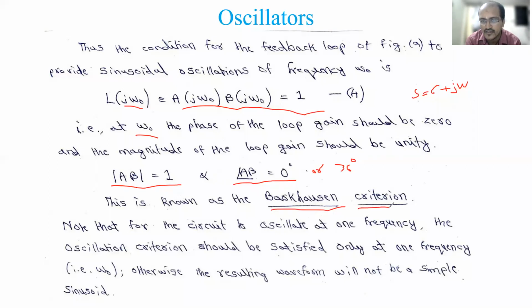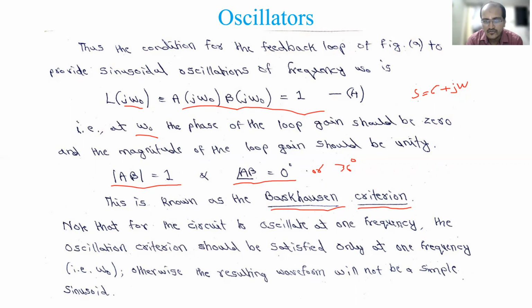He put forth this condition: A beta equal to 1 and the angle should be 0. That's why it is called the Barkhausen criterion. Very important, the Barkhausen criterion for oscillation. Maybe in basic electronics you had this criterion, I don't know. But this was a very important 5 marks question earlier. In this syllabus they have not put this introduction part, but as a necessity we have to tell this, so that's why I took this. So we call it the Barkhausen criterion.